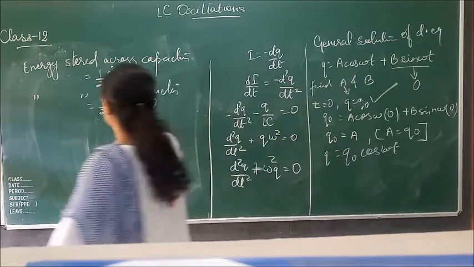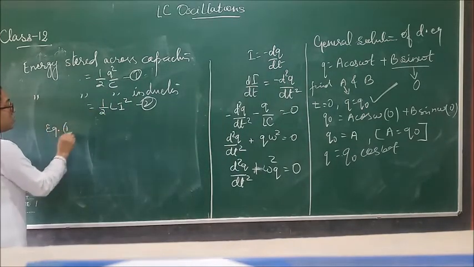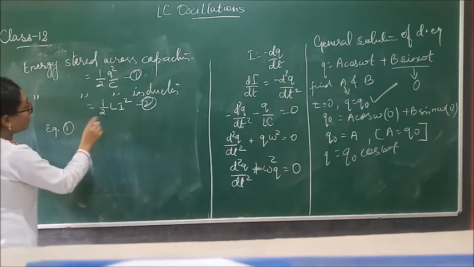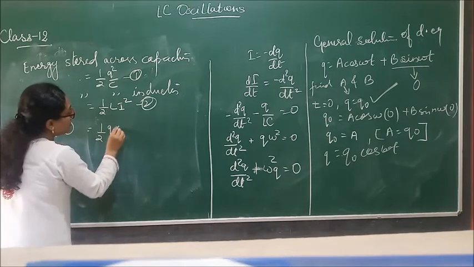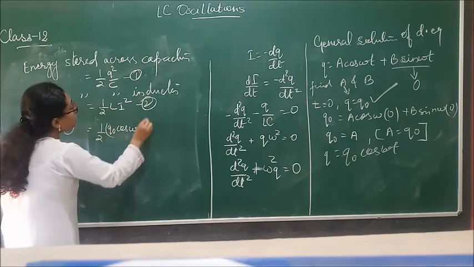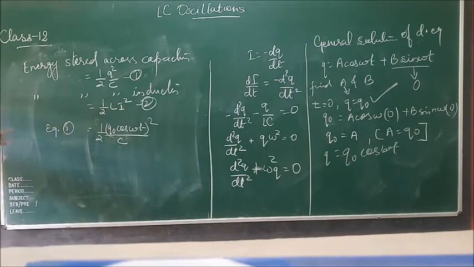ओके, इसका एनर्जी स्टोरेज निकालना बहुत इजी है, इक्वेशन 1 का. अभी मैं किसका निकाल रही हूँ? इक्वेशन 1 का. कितना हो जाएगा ये? अक्रॉस कैपेसिटर 1/2 q की जगह q naught cos omega t का whole square by c. This is the energy stored across capacitor.